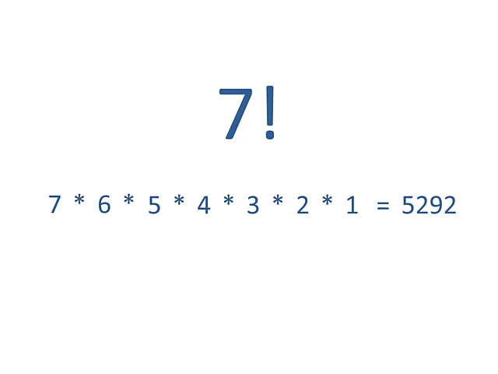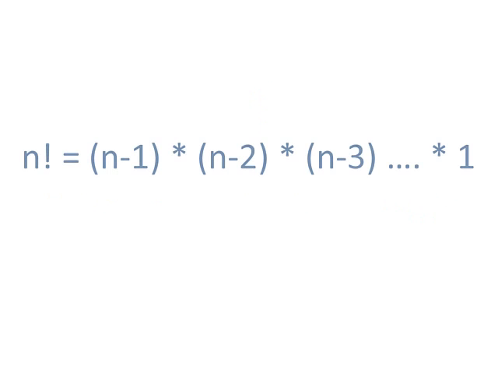To put that in general terms, if we take a number n, then n factorial is n times n minus 1 times n minus 2 times n minus 3 all the way down to 1.